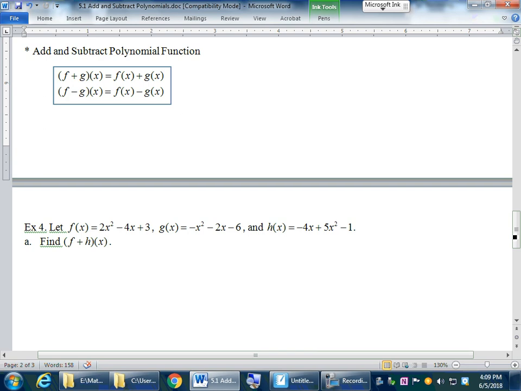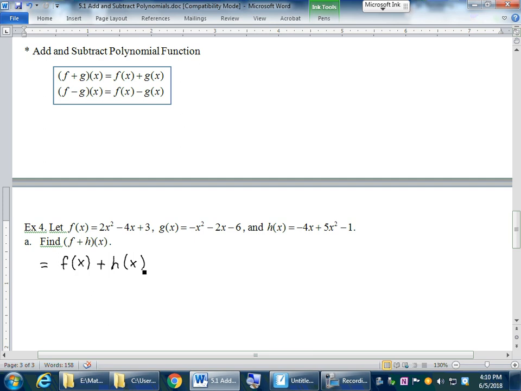So example 4. So given to you f function, g function, and h function. First question is asking you to find f plus h of x. So that basically means f function evaluating at x plus h function evaluating at x. I want you to write this step down, so that way you will remember the notations.